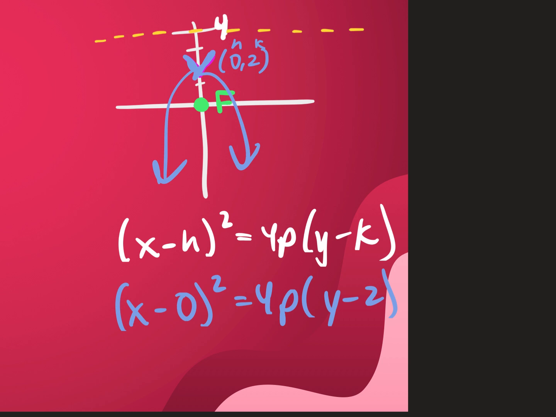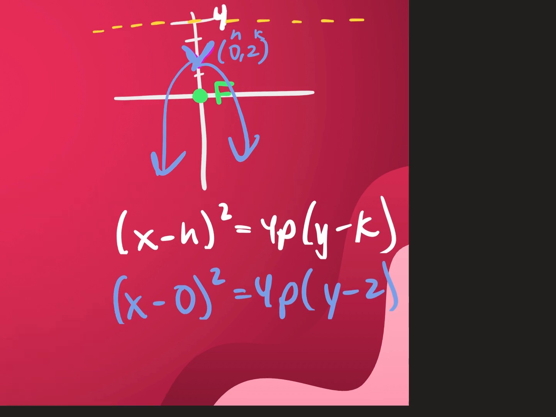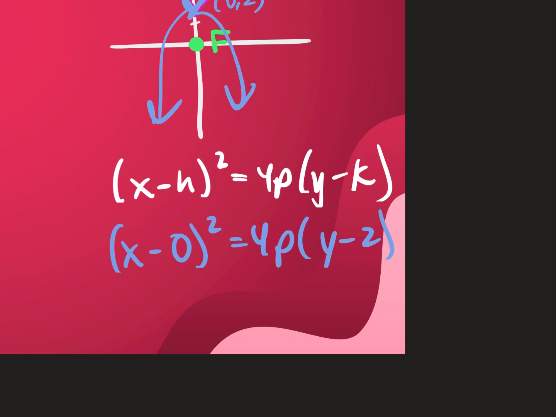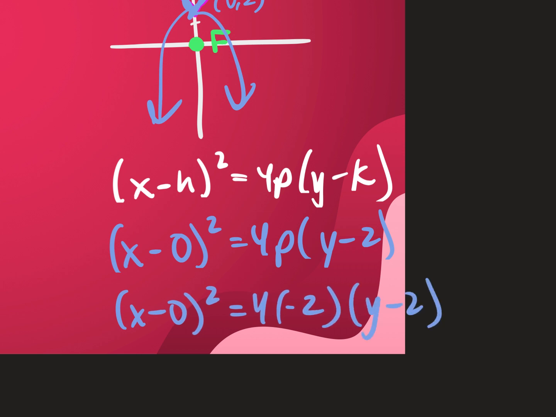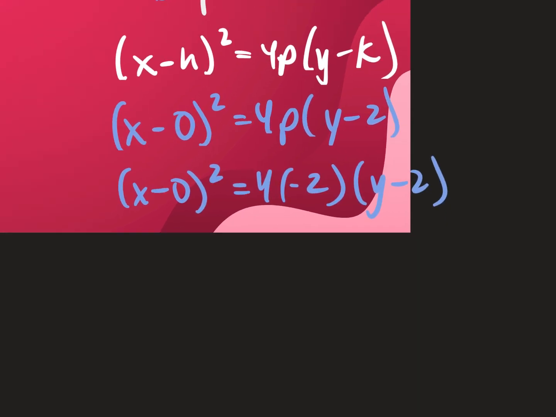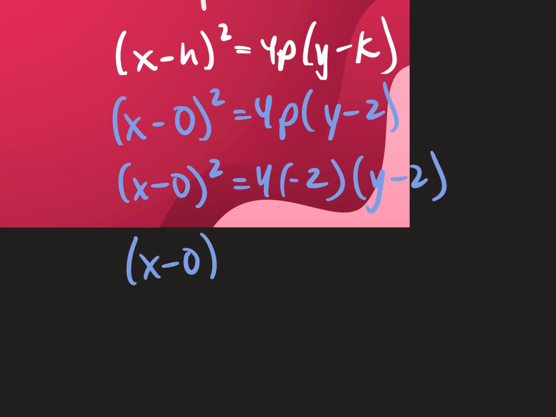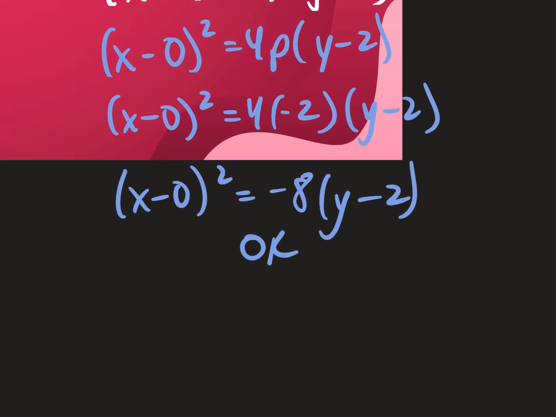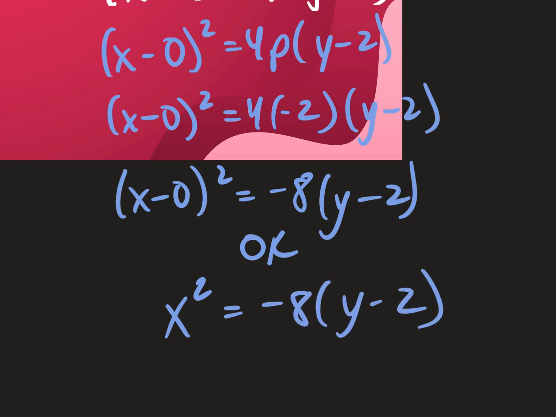2 units. Good. 2 units in which direction? Down. That makes it negative. So you have x minus 0 squared equals 4 times negative 2 times y minus 2. So there's 2 ways you could write this. If you wanted to leave it as x minus 0, I'm fine with that. Or, how else could we write it? Just x squared? Yeah, that's fine. Either way. I'm fine either way.